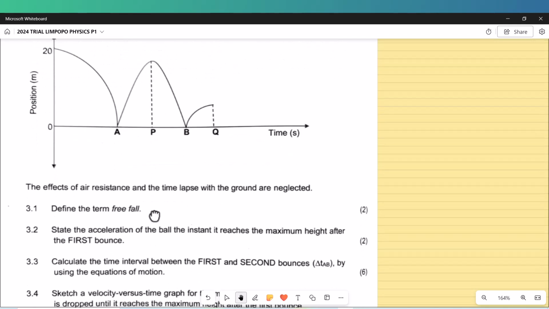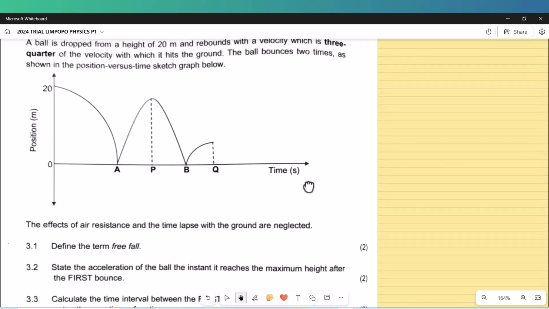Next question here. They say, state the acceleration of the ball at the instant it reaches maximum height after the first bounce. Any projectile, whether going upwards or downwards, the acceleration is 9,8 meters per second squared. And because they said acceleration, we know it's a vector, so we should say downwards.